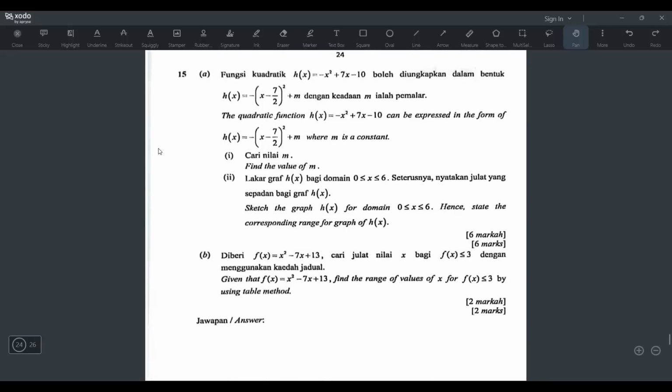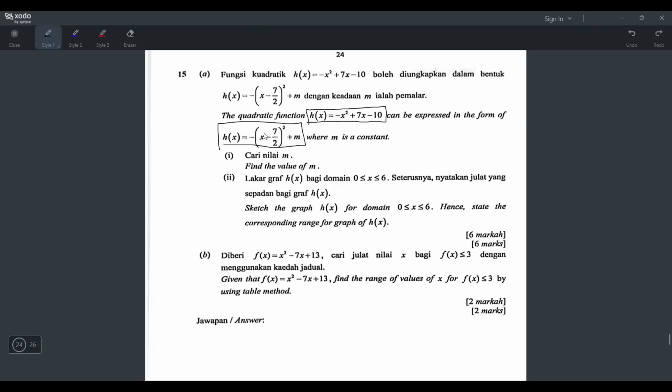Okay, finally we are at our last question. Let's finish it. So let's do A. Let's read. The quadratic function h(x) equals negative x squared plus 7x minus 10 can be expressed in this form. When you see a bracket squared, it means vertex form. So when you want to change to vertex form, you will always do completing the square.